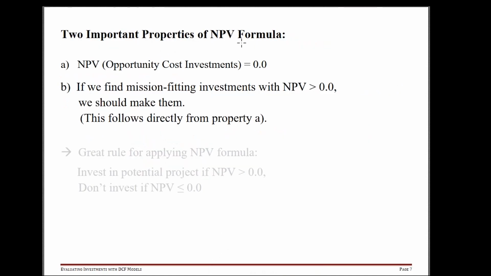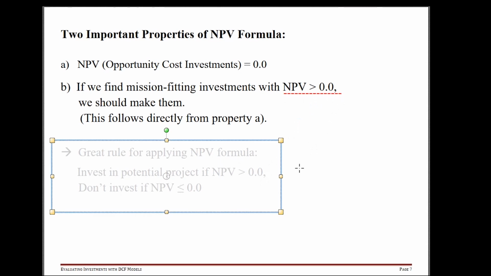So there are two important properties of the NPV formula. The first is that the net present value of opportunity cost investments is equal to 0. And I showed you how that worked in the notes for chapter 11, handout 11. And second is, if we find mission fitting investments, we're looking around, we're looking for projects. If we find one with an NPV that's greater than 0, we should do it, because if we don't do that, we put our money in our opportunity cost investment, we get an NPV of 0. If we find something better, we get an NPV of more than 0. That's going to make us wealthier.